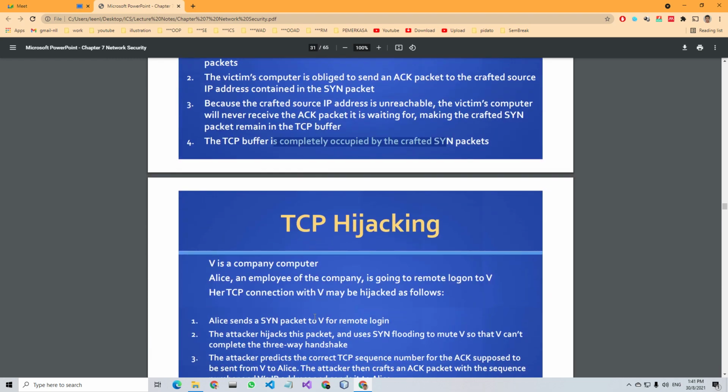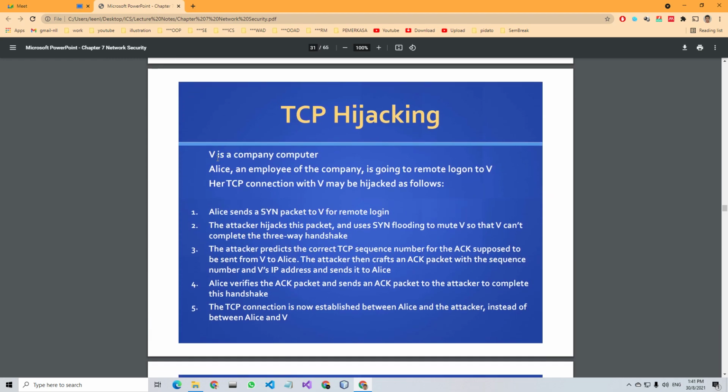TCP hijacking. Here is the provided scenario. Overall, in TCP hijacking the intruder can determine the IP addresses of the two session participants, and then make one of the participants inaccessible using a denial of service attack. After that, they will connect to the other victim using a spoofing technique. In this case, TCP hijacking.